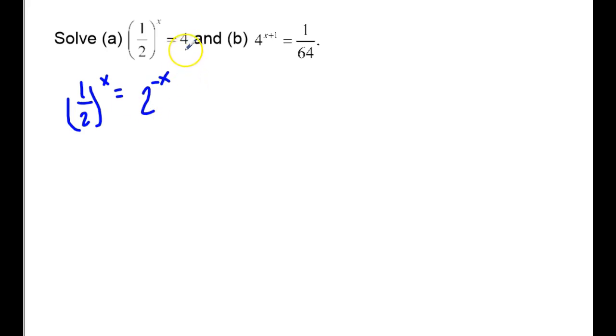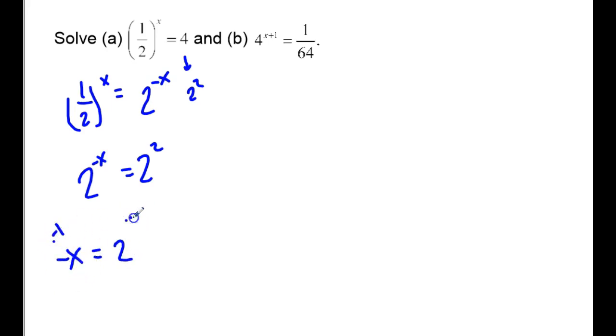So now I again have to write 4 in base 2, and I know that 4 written in base 2 is going to be 2 squared. So I can set this up: 2 to the negative x equals 2 squared. Now that my bases are the same, I set my exponents equal. I don't like negative x, so I multiply times a negative 1, and I multiply times a negative 1. So I end up with x equals negative 2.